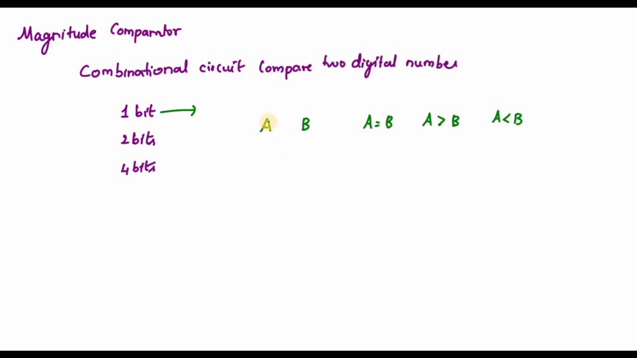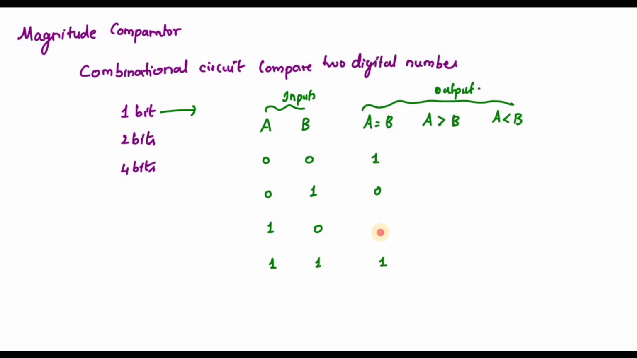So if I take A as 0, B also 0. Since I have only one variable each, it can take either the value 0 or 1. Or it will be 1 and 0, or it will be 1 1. So these are my inputs and these are my outputs. Here A is equal to B, so I am giving the output as 1. Here also A is equal to B, so here also it is 1. For the rest of the values it is 0 0.